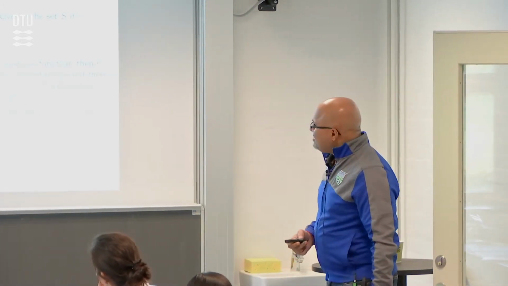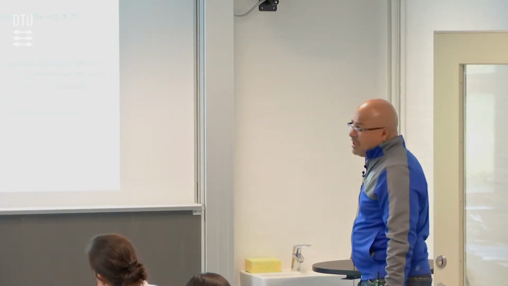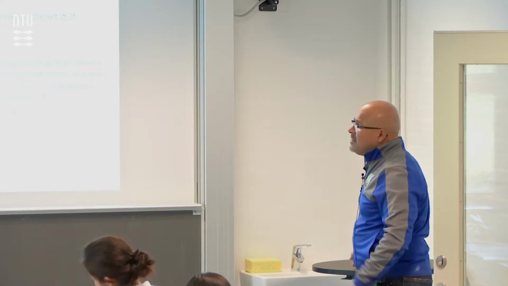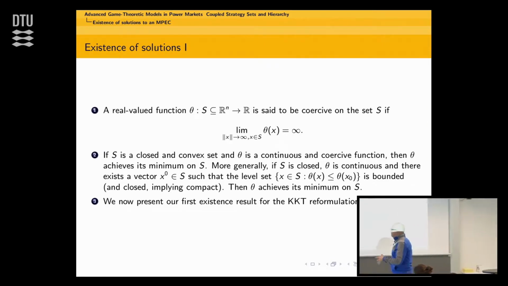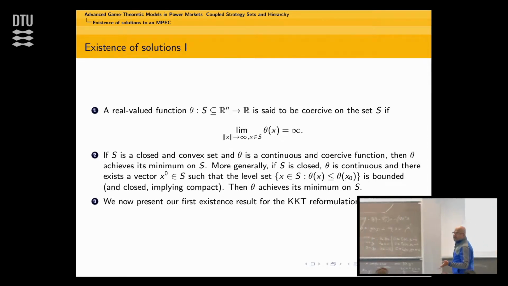Okay? So if S is a closed and convex set and theta is a continuous and coercive function, then theta achieves its minimum on the set. Okay? So coercive functions achieve their minima on closed and convex sets. That's an important result. Now remember, I haven't said anything about the non-convexity of that set. Okay? So clearly if there's no mention, then it's quite a general result.